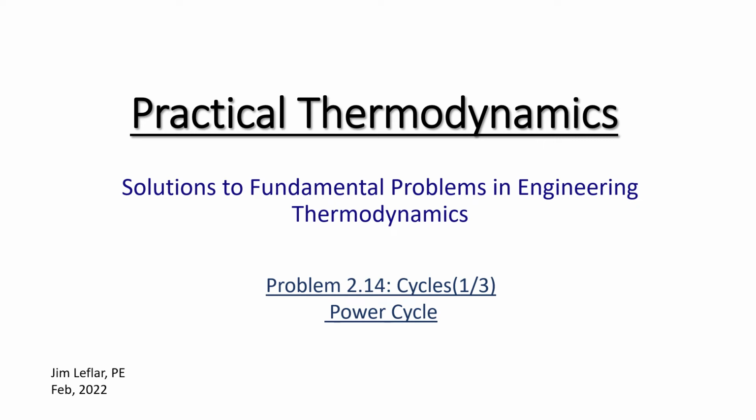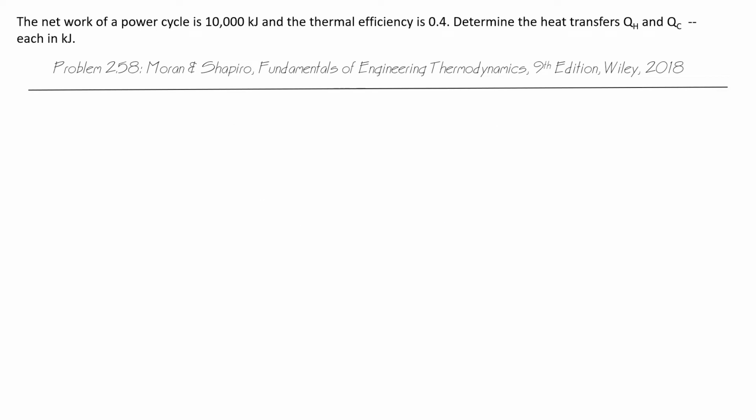Let's solve some problems involving power cycles. Let's solve three separate but all simple power cycle problems. In this first one, the net work of a power cycle is 10,000 kilojoules and the thermal efficiency is 0.4. Determine the heat transfers Q sub H and Q sub C, each in kilojoules.